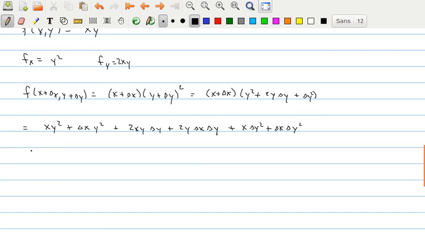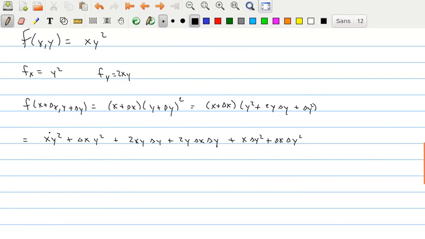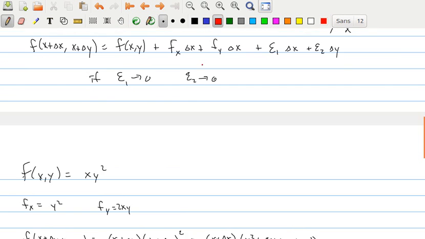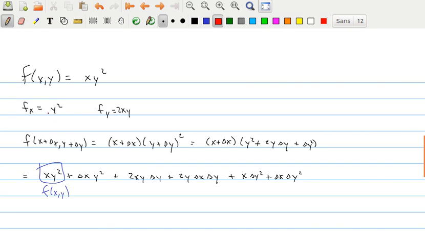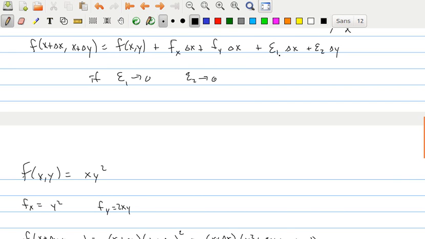And now the next part in our formula is that this should be equal to f of x, y, and f of x, y is this term right here. So this is f of x, y plus the next term up, the partial of f with respect to x times delta x. So that's this term right here, f_x delta x. And the next term up is the partial of f with respect to y times delta y, which is exactly what we have here. So the next term up is f_y delta y. And then we've got a couple terms over here that should involve the epsilons, the things that go to 0 as long as delta x and delta y go to 0.